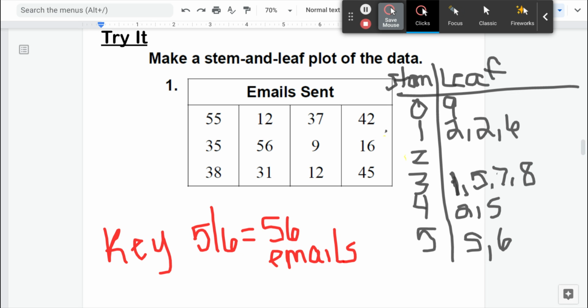How do your leaves look? Did you list them in order? And did you put commas in there? And then also, what about your key? Did you create some sort of key? Your key might not look exactly like mine, but did you pick a number and put it into a key so that people could read it?